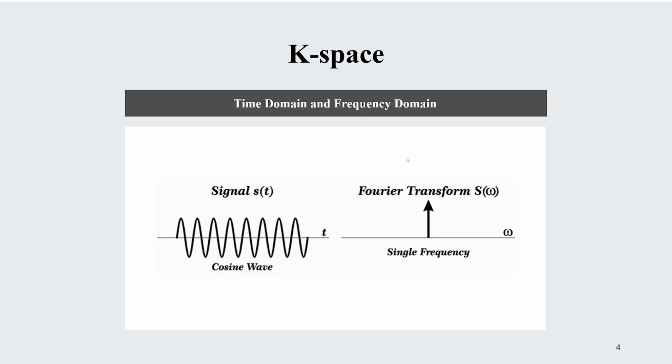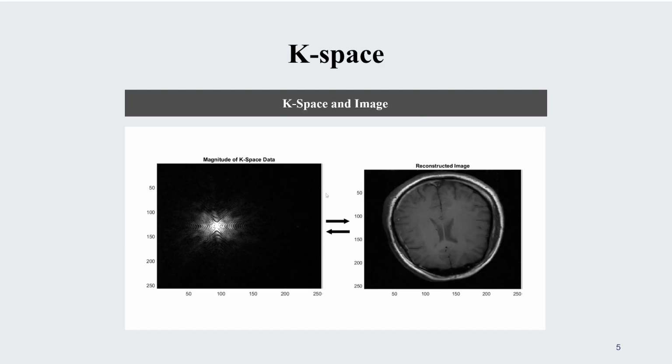Before we talk about parallel imaging, let's talk about K-space. K-space and the image domain have the same relationship as the time domain and the frequency domain. Signals in the time domain can be transferred to the frequency domain using Fourier transform. In the same way, we can construct the image from the K-space data using Fourier transform.